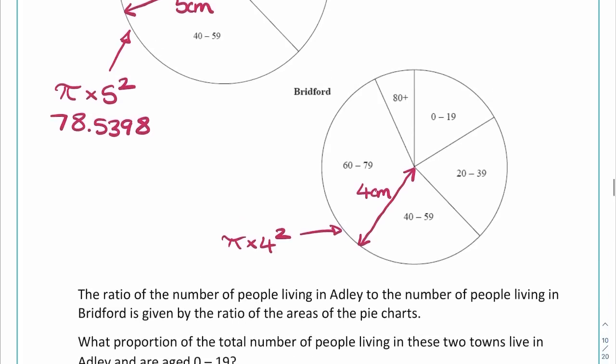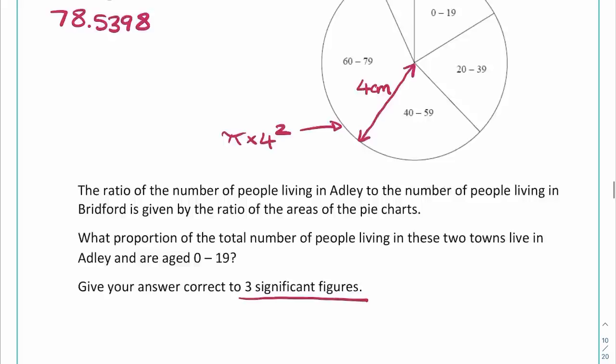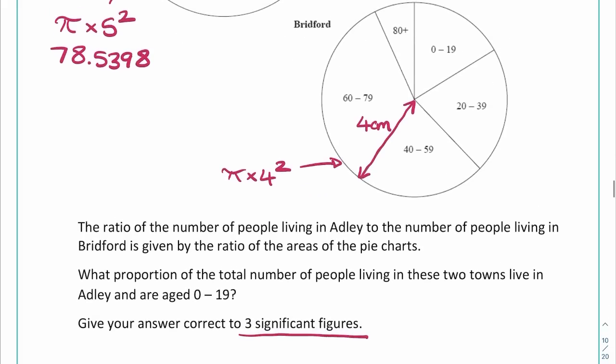78.5398. Let's see how many significant figures I can get away with. It says it wants the answer to 3 significant figures. I've written 1, 2, 3, 4, 5, 6, so that's going to be fine. It would be fine to leave all of the numbers in, ideally. I'm going to save a little bit of time.